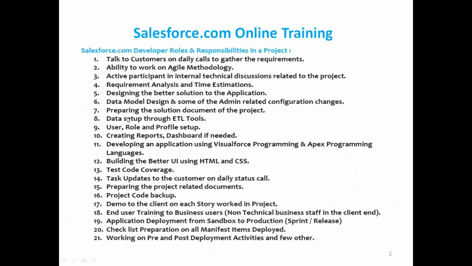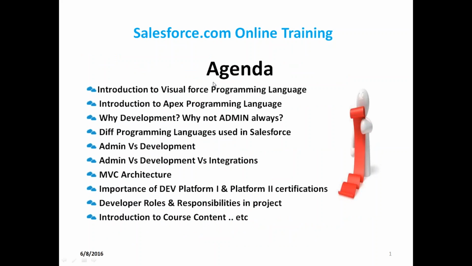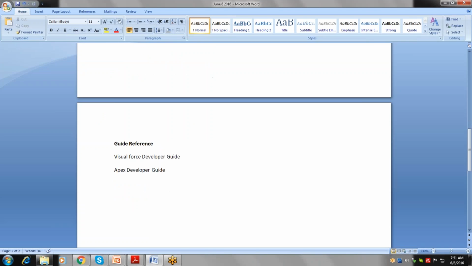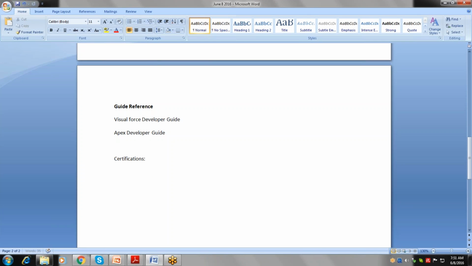Once you complete the course, you are capable, so for all the roles and responsibilities, you can directly manage your projects. Let's say, what are the certifications? There are two certifications, especially on the developer side. One is Developer Platform 1, a Salesforce certification, and another one is Developer Platform 2.